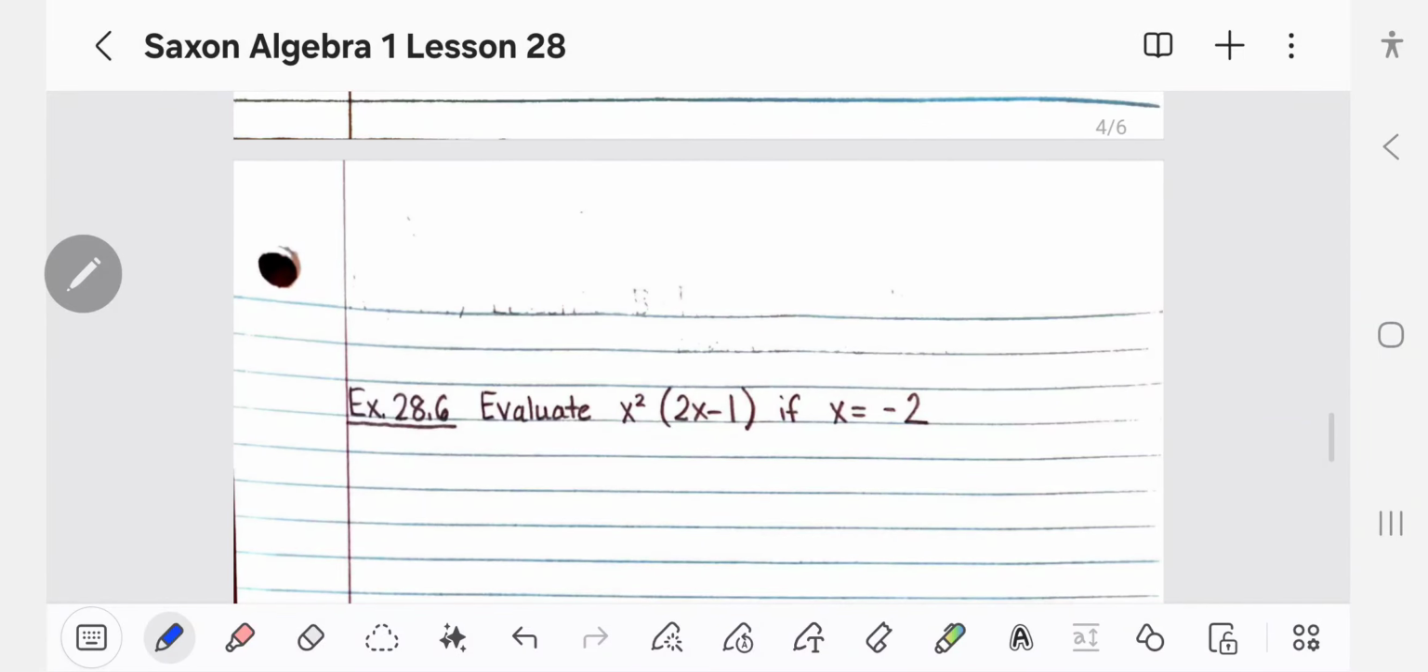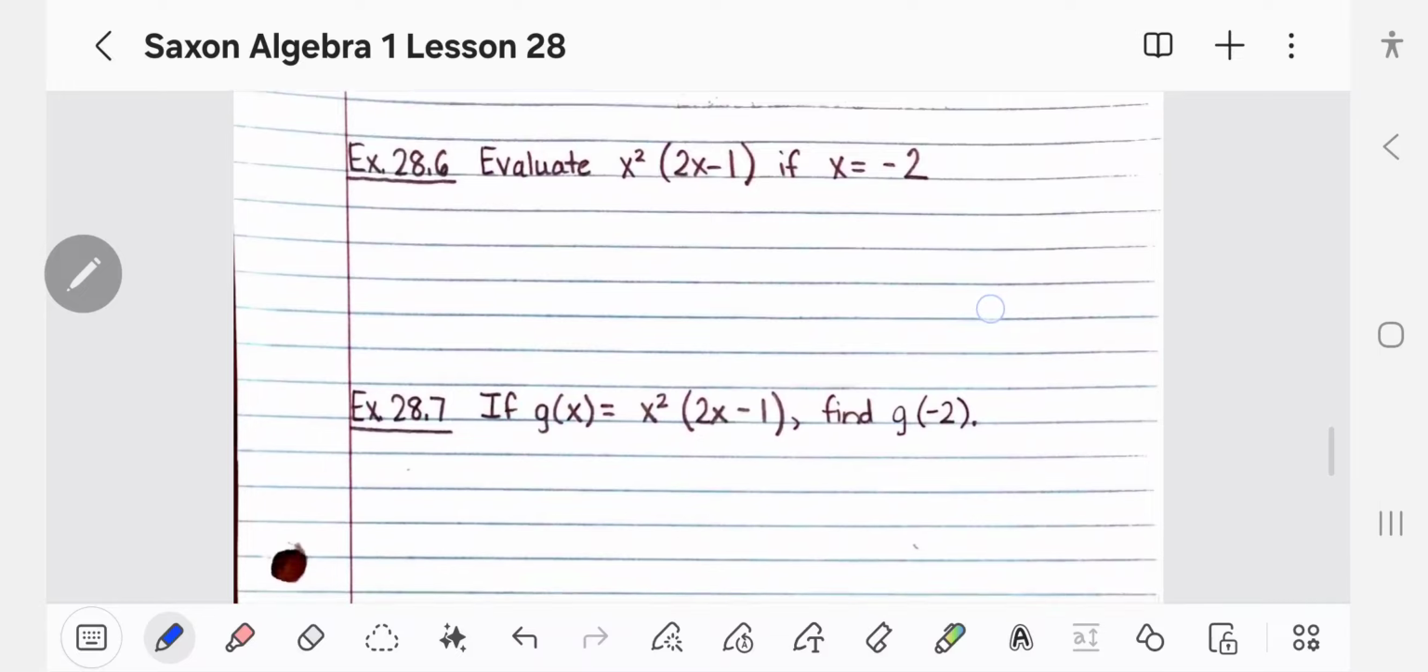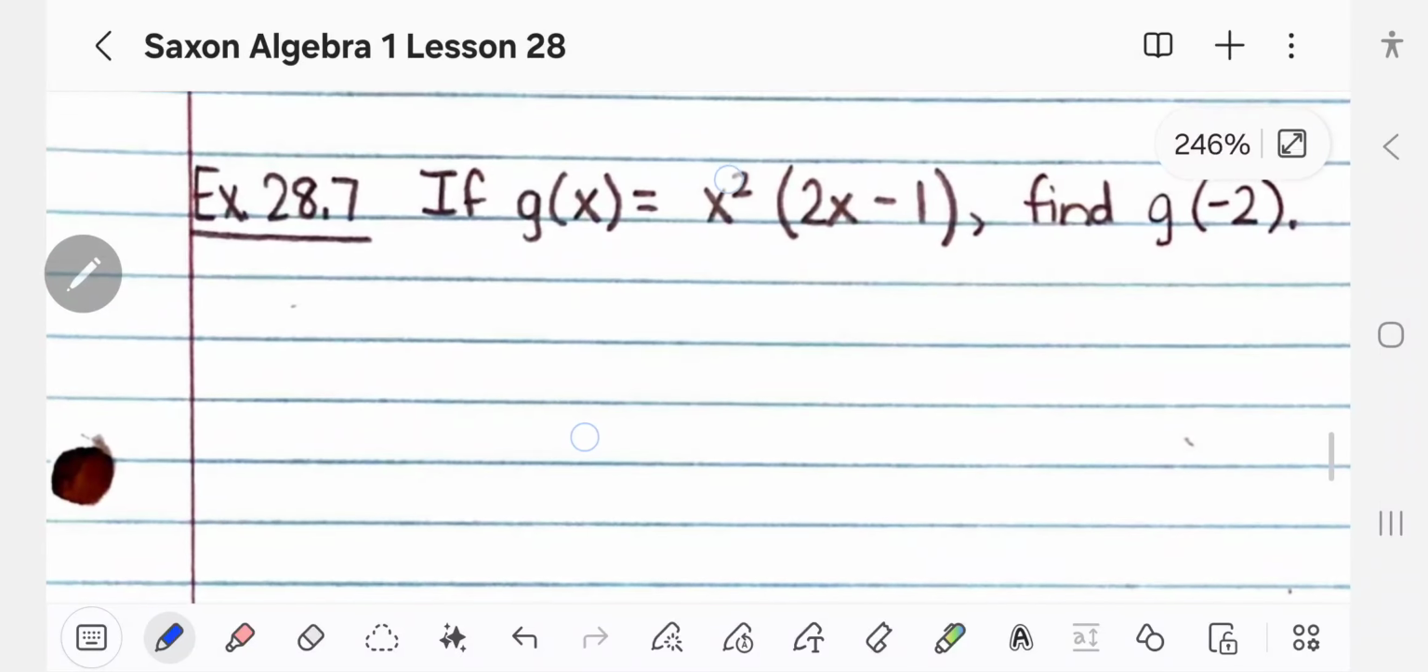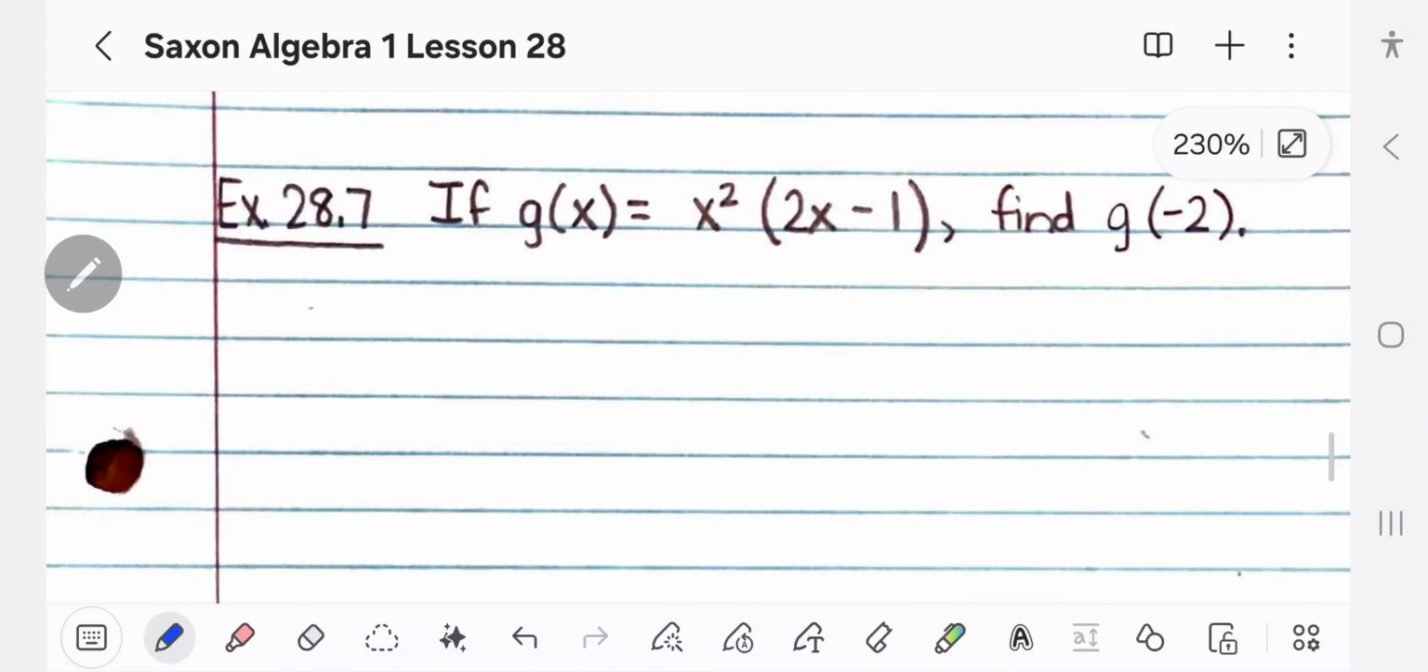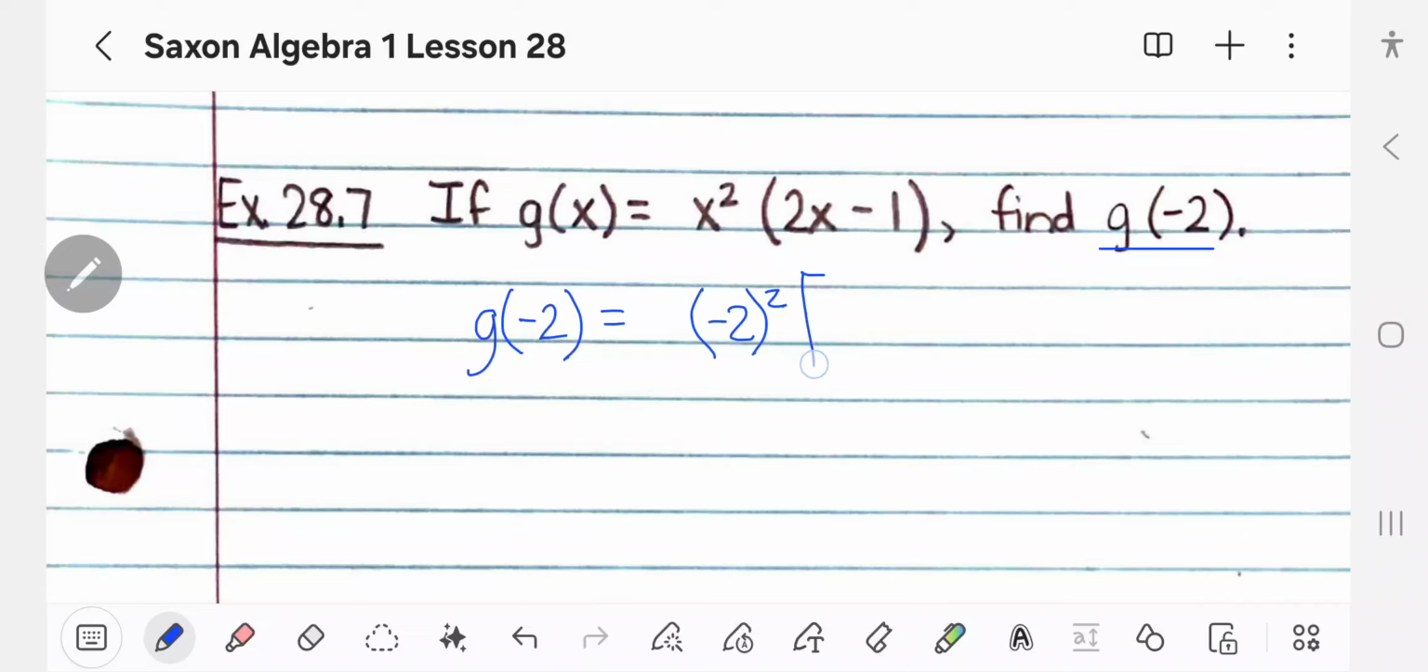So here's another one. Maybe they would say evaluate x squared times 2x minus 1 if x is equal to -2. Old problem, so let's skip that. Let's do it written in the new way. If you want to see that worked out, you can look in your book there, but you know how to do that. So they want us to find g of -2. So g of -2 is equal to, everywhere I see an x, I'm going to put a -2 in parentheses.